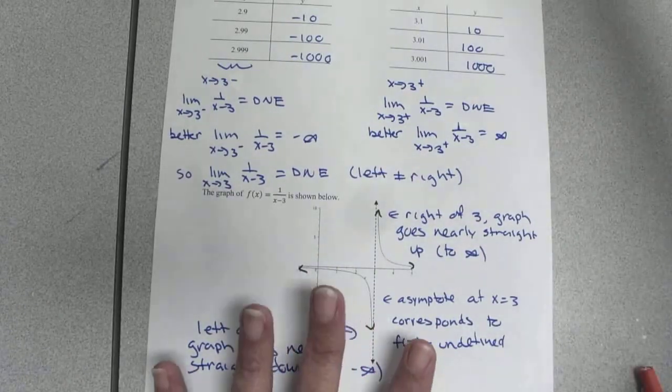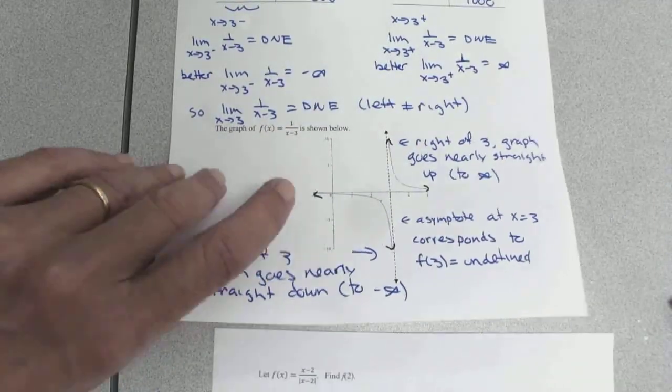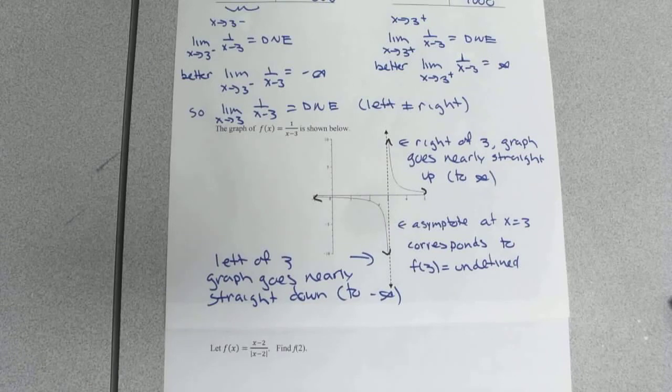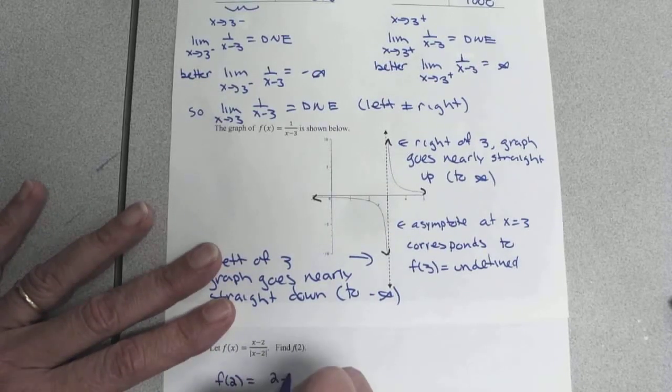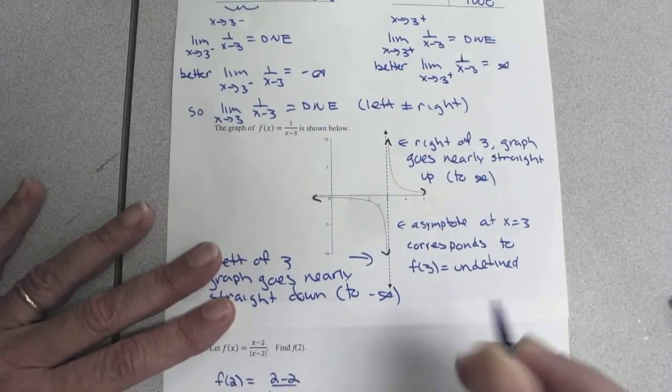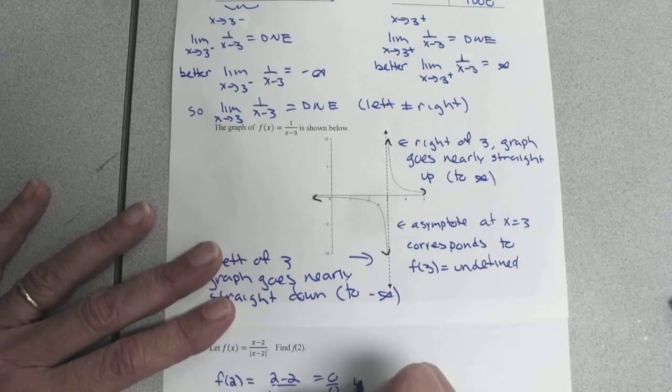Okay, next example. I noticed as I started this, I got my examples out of order a little bit, but that's okay. So now we've got a new function, x minus 2 over the absolute value of x minus 2. And again, find f of 2, and that's 2 minus 2 over the absolute value of 2 minus 2, which is 0 over 0, which is undefined.